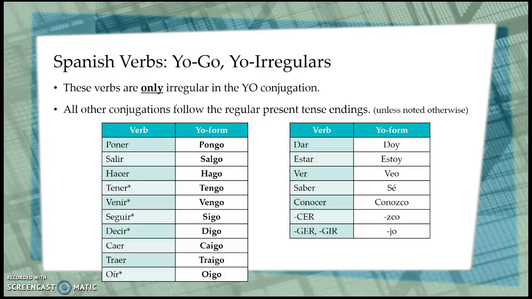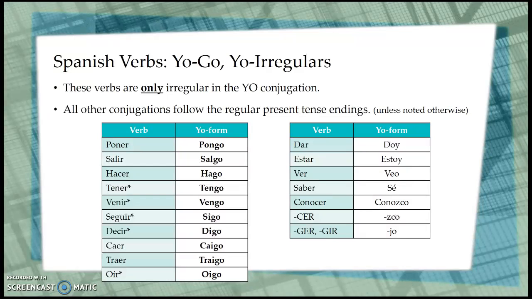For the yo-go verbs, these verbs all end in go in the yo form. Poner becomes pongo, salir, salgo, hacer, hago. Totally normal in all other conjugations, they lose their ER or IR and go back to the normal chart. Tener and venir follow the same pattern, and they have an asterisk because they are also stem-changing verbs. Their E will become an IE in other conjugations, but in the yo form, they become tengo and vengo.